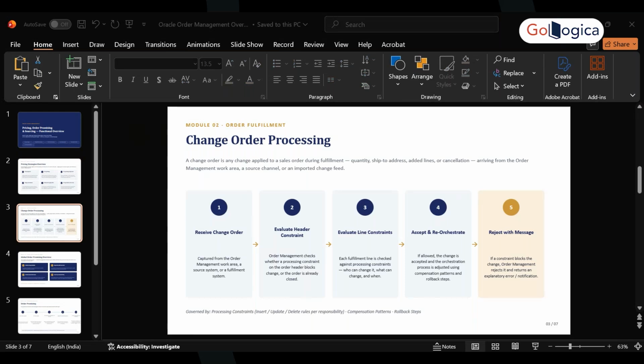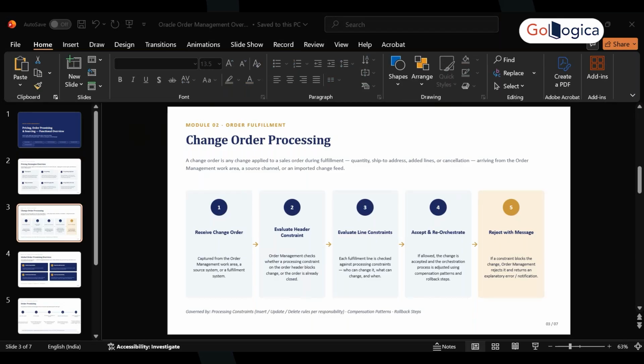So we will go through the complete life cycle of a change order. So the first point is receive change order. This is the first step, in which the change can originate from different sources. The most common source is the order management work area, where a customer service representative or order administrator modifies the order.